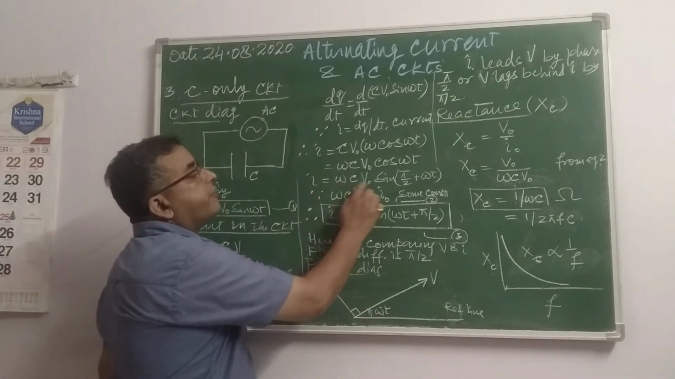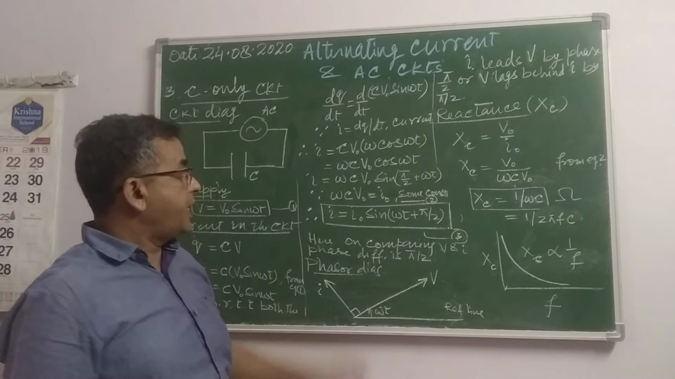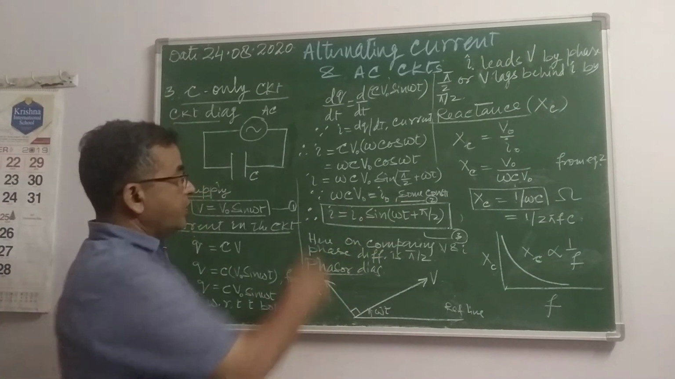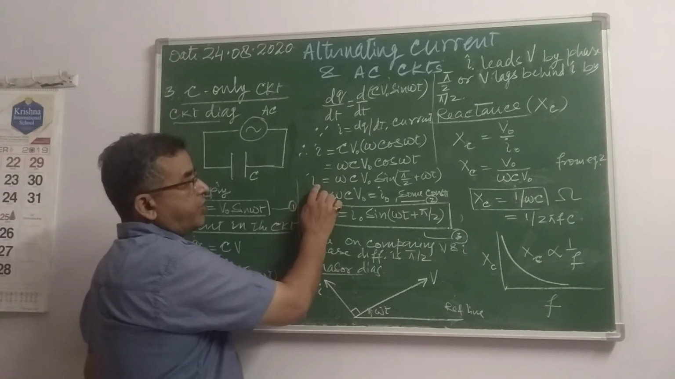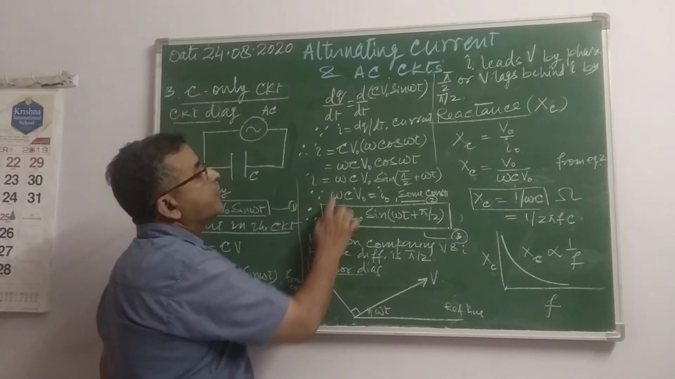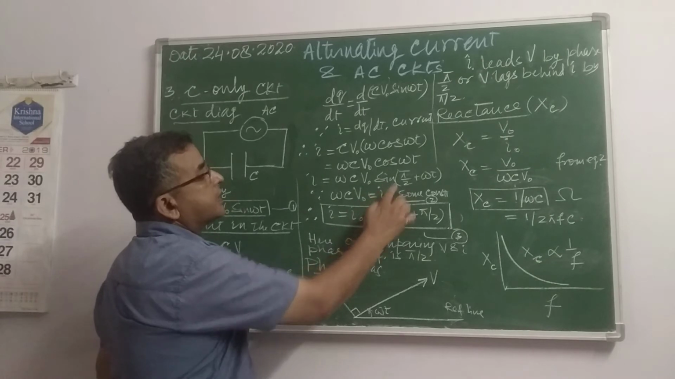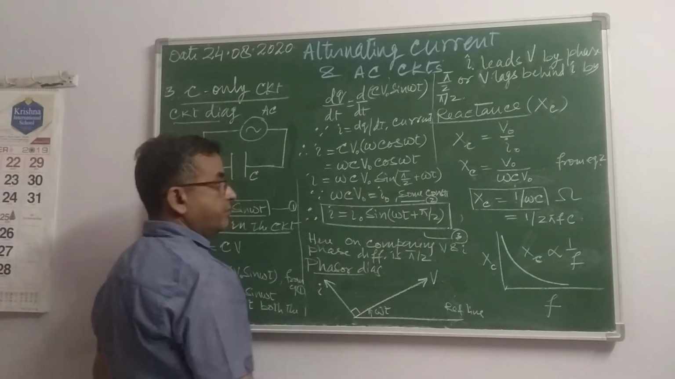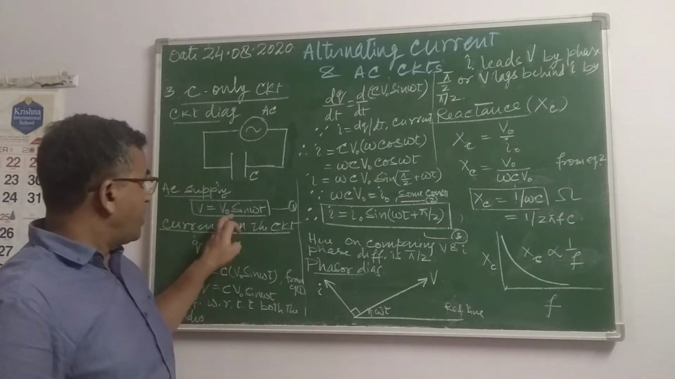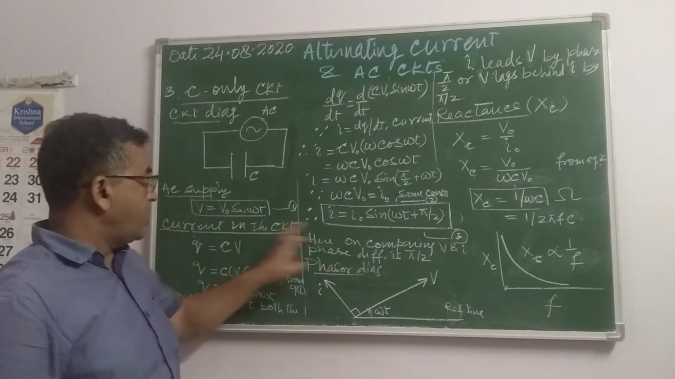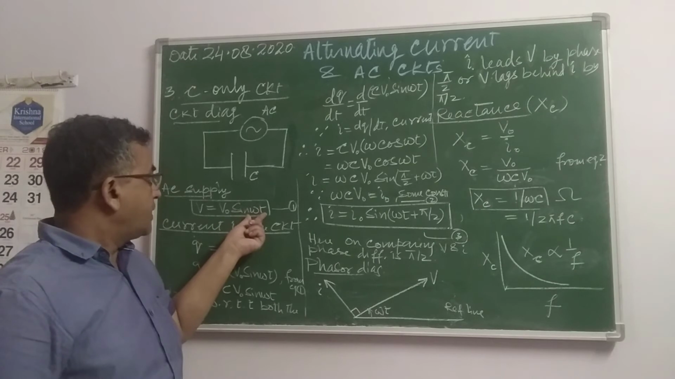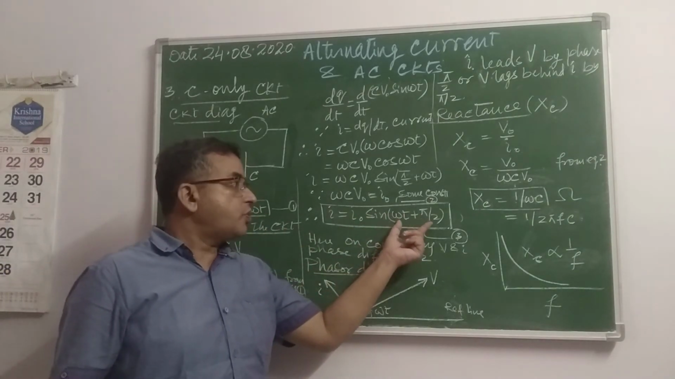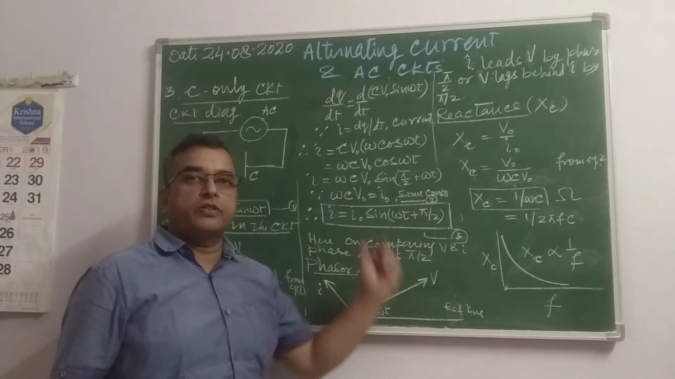Here this omega C V0 is a constant, represented by I0, so it is equation 2. So the above equation can be written as I equal to I0 sin of omega t plus pi by 2. This is equation 3. Comparing these two equations, we see the argument is omega t in one and omega t plus pi by 2 in the other. So it is clear that the phase difference is pi by 2.